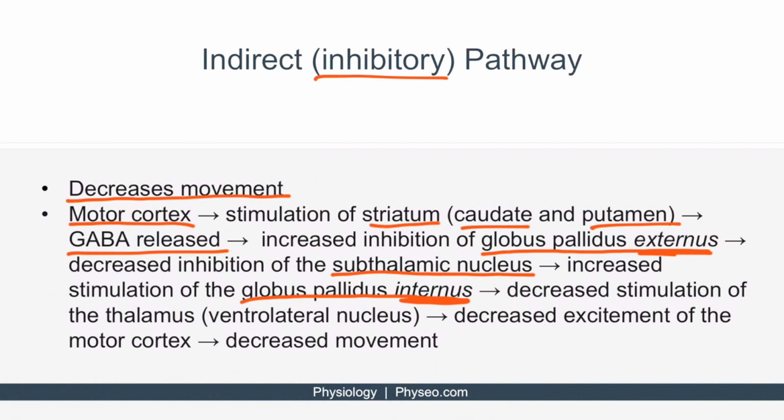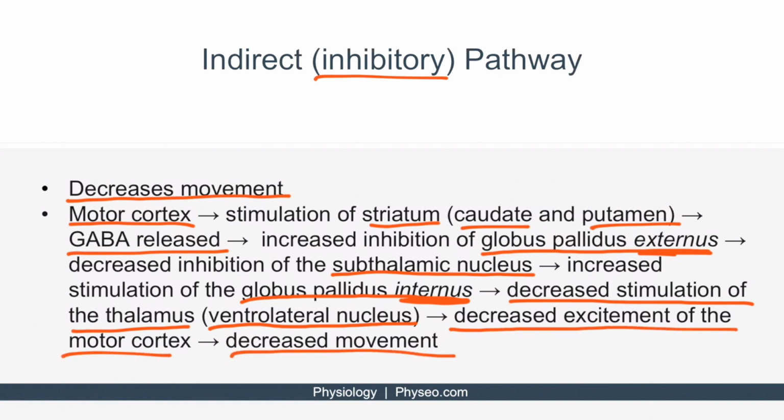And as we recall from the direct pathway, the globus pallidus internus inhibits the thalamus, so there is decreased stimulation of the thalamus, again acting on the ventral lateral nucleus within the thalamus. Greater inhibition of the thalamus means that there is decreased excitement of the motor cortex, which ultimately leads to decreased movement. So let's draw this out.